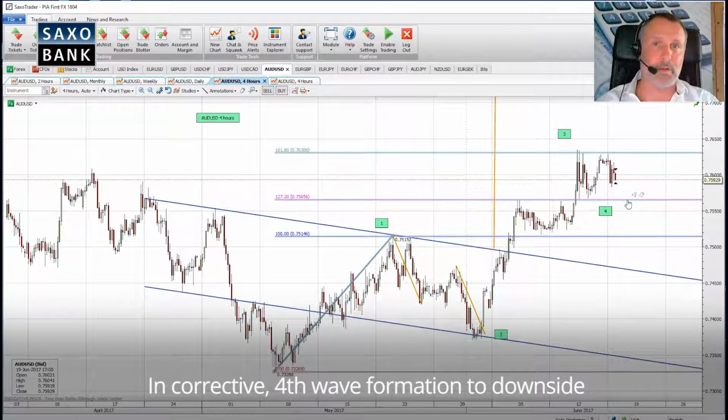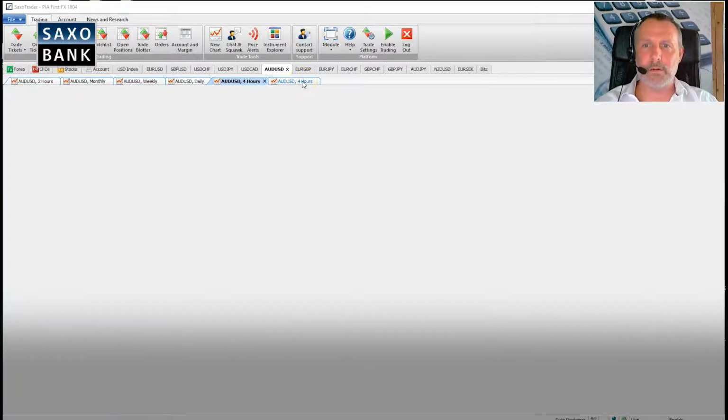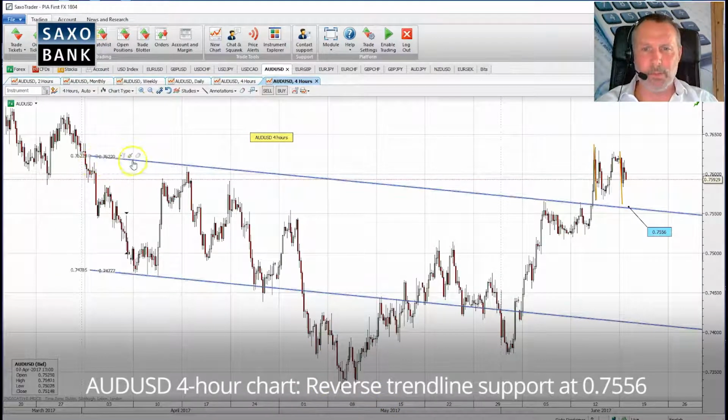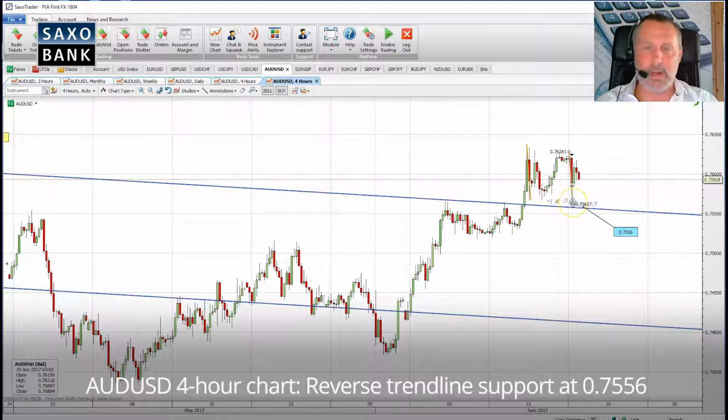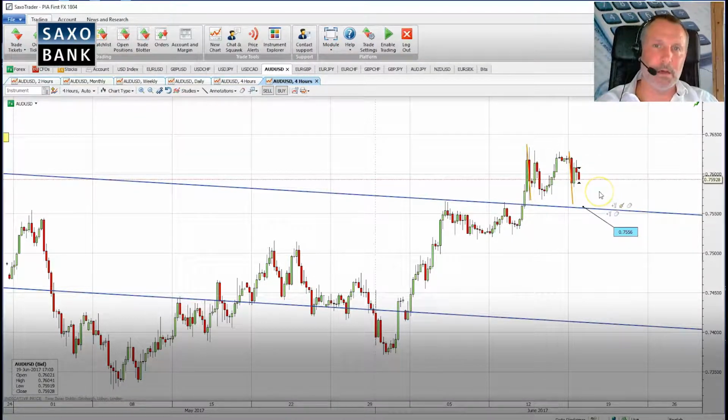So basically opposite to what's happening in the dollar index. If we break down to the 4-hour chart again, but in just another outlook, we can see that we've got reverse trendline support coming in at 75.56, and that is actually very close to an ABCD formation to the downside. To give this a little bit more weight, we've also got our bespoke support at 75.50. So we're looking for this area to buy Aussie dollar this week.